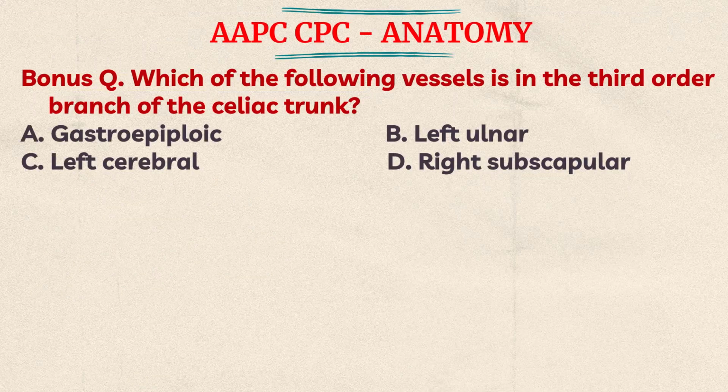Bonus question. Which of the following vessels is a third order branch of the celiac trunk? A. Gastroepiploic, B. Left ulnar, C. Left cerebral, D. Right subscapular. So think the answer and leave your answer in the comment section.